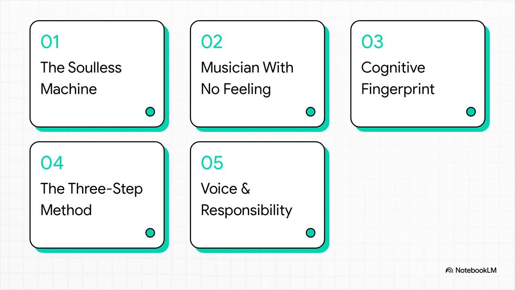So here's our roadmap for today. First, we'll dig into why AI writing feels so robotic. Then, we'll introduce a really cool solution called the cognitive fingerprint. After that, I'll walk you through a simple 3-step method to actually use it. And we'll wrap up by talking about the responsibilities that come with this kind of power.